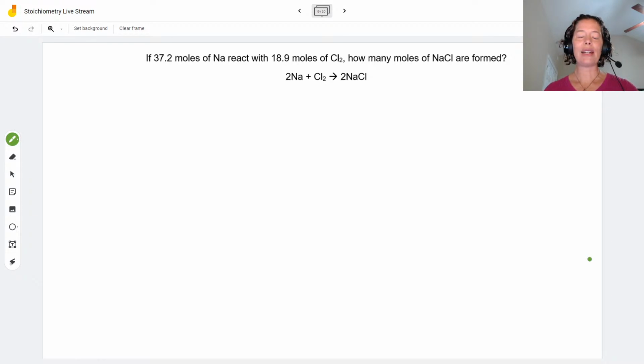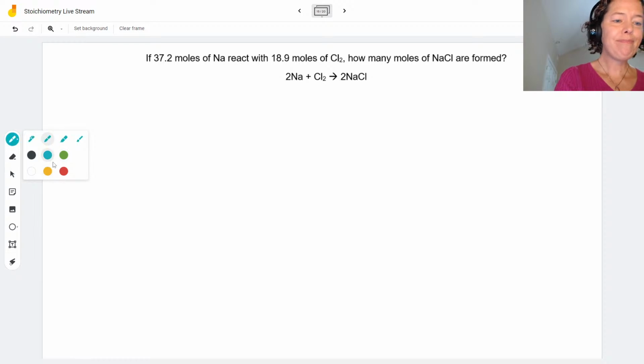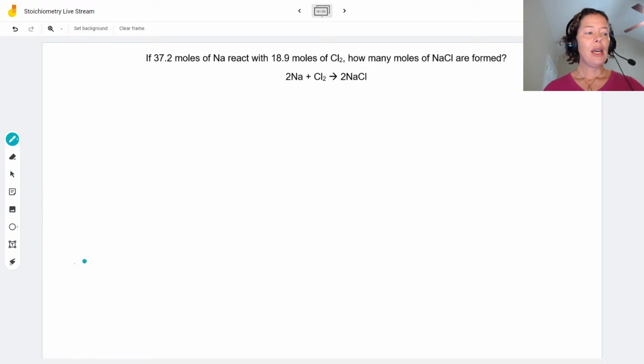But it's always good practice to just write down each step so that you stay organized in your mind, and then when you get to more difficult problems, you already know how to organize your thoughts and organize your calculations. Okay, let's read our problem. If 37.2 moles of sodium react with 18.9 moles of chlorine, how many moles of sodium chloride are formed?